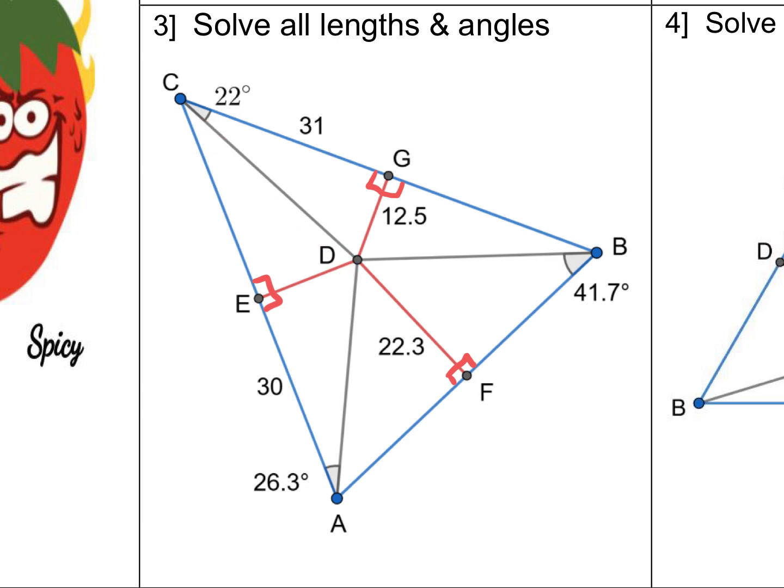So that's the pattern for circumcenters, is all of the circumcenter to vertex lengths are congruent. In addition, all of our sides, so G is a midpoint because that's a perpendicular bisector. F is a midpoint because that's a perpendicular bisector. And CE, because that's a perpendicular bisector.